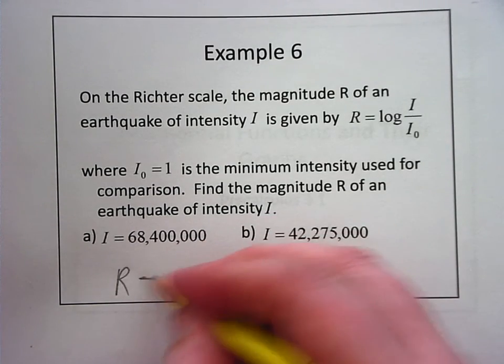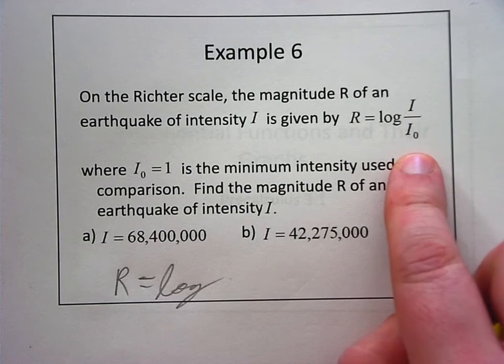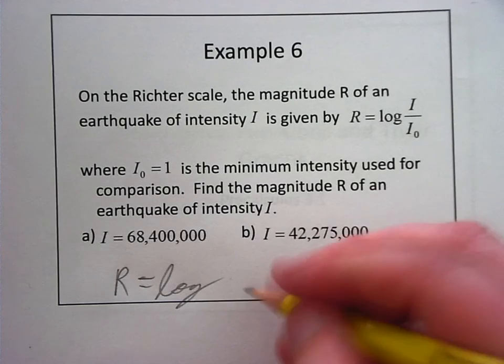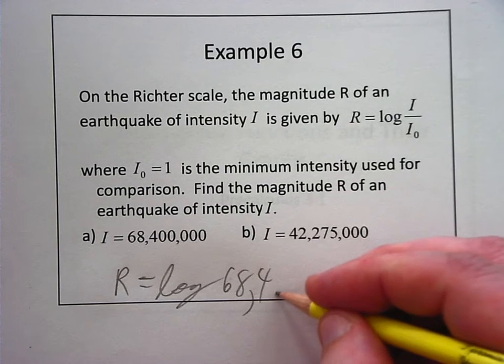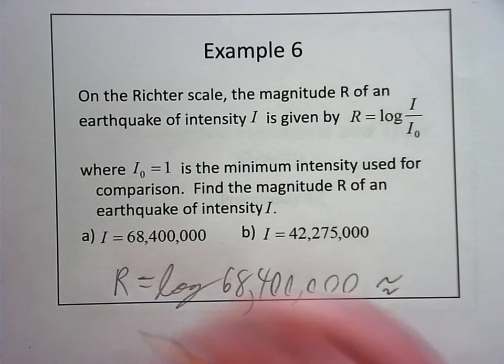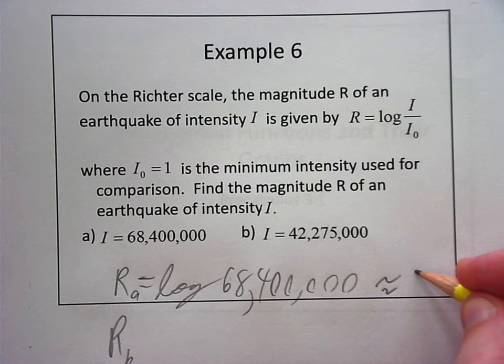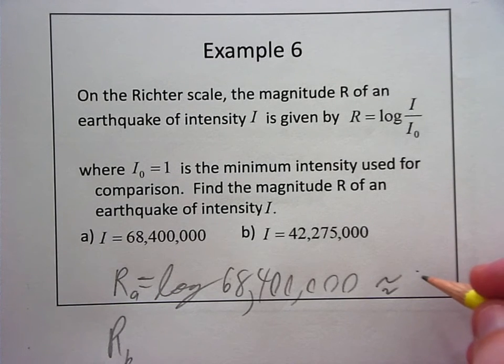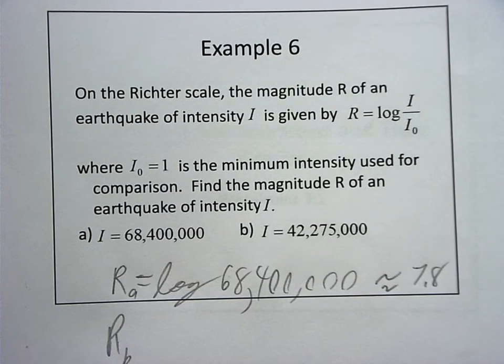R is that magnitude of the quake. It is log base 10 of, well, I sub 0 is just 1, so I'm not even going to bother with it. So it's just whatever your I value is. So what's log of 68,400,000? 7.8. Yeah, 7.8. I was just remembering 2 decimals before, but that's fine.